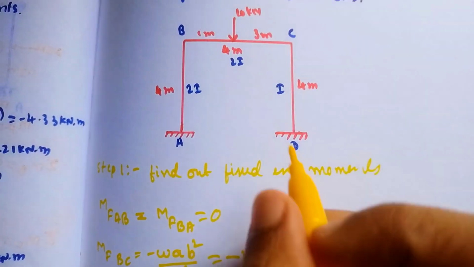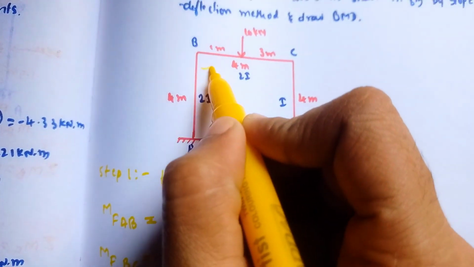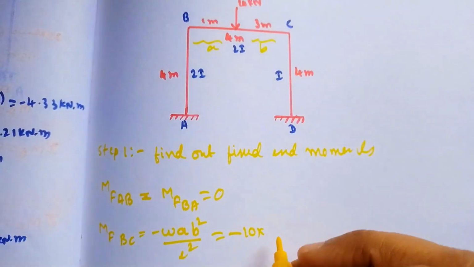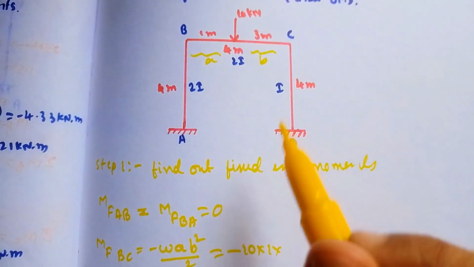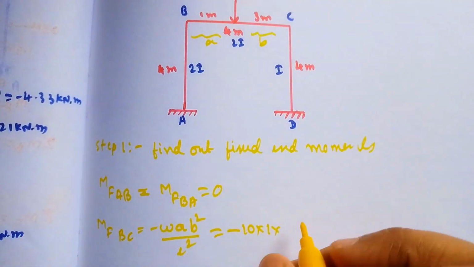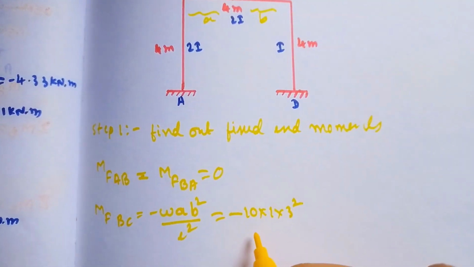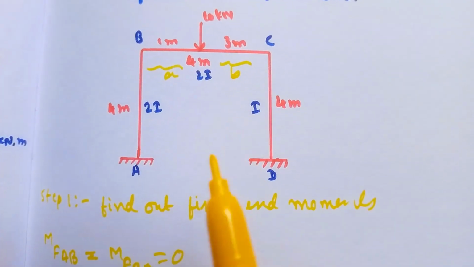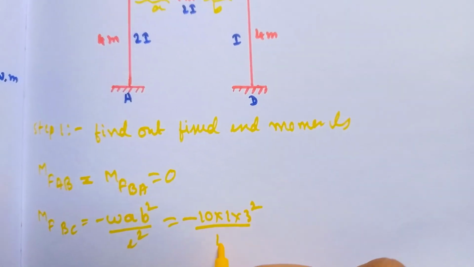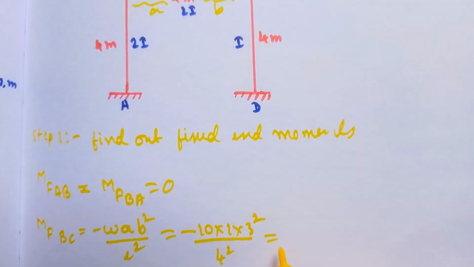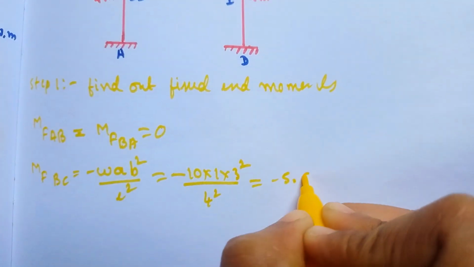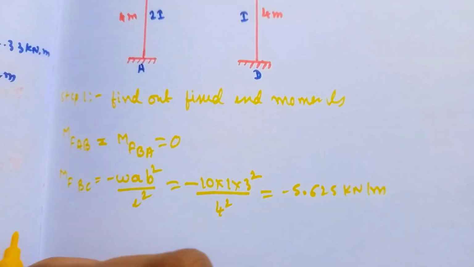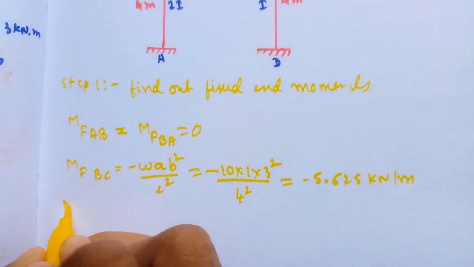So 10 into, so this is A. From here to here is A and from here to here is B. So A is 1 meter. So 10 into 1 into B is 3 meter, 3 square, divided by L, which is 4 meter, so 4 square. Simplifying it, it will come out as minus 5.625 kilonewton meter. This is for MFBC.